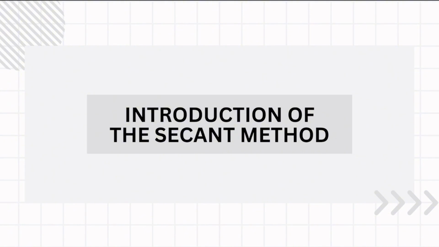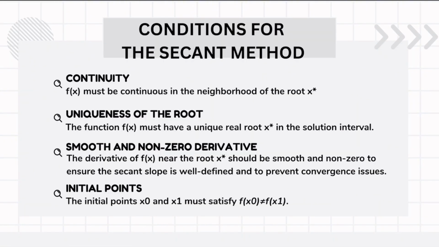Next, the secant method. Conditions for applying the secant method. The secant method has a few necessary conditions. First, continuity. The function f of x must be continuous in the interval where we are searching for the root. If the function is not continuous, the method may fail.